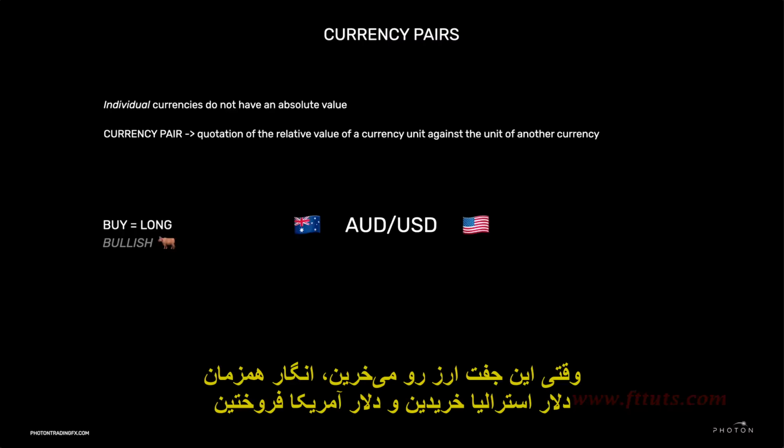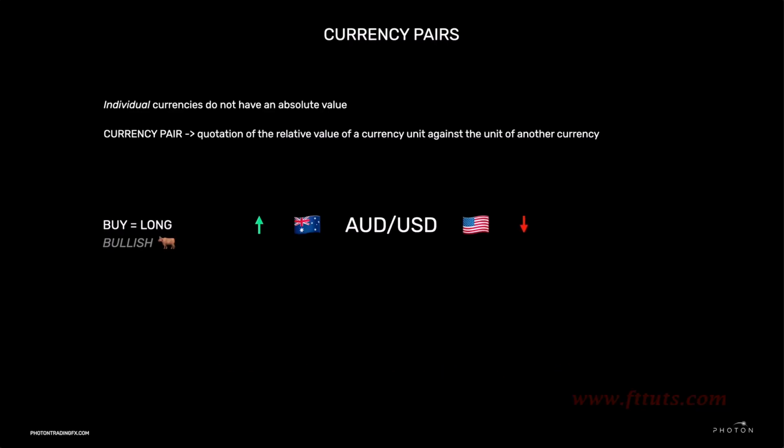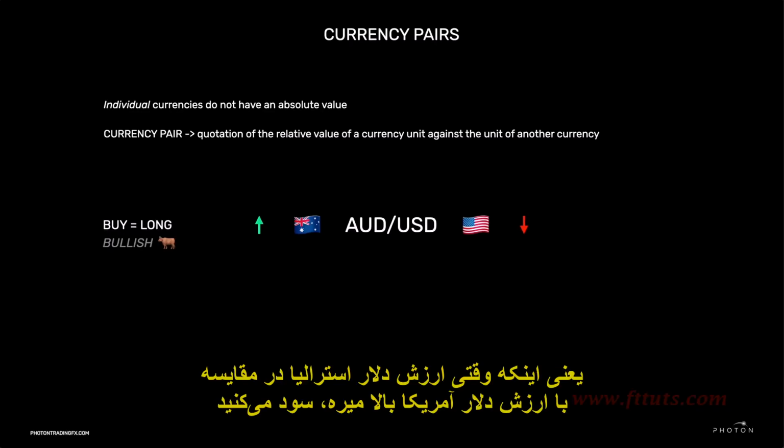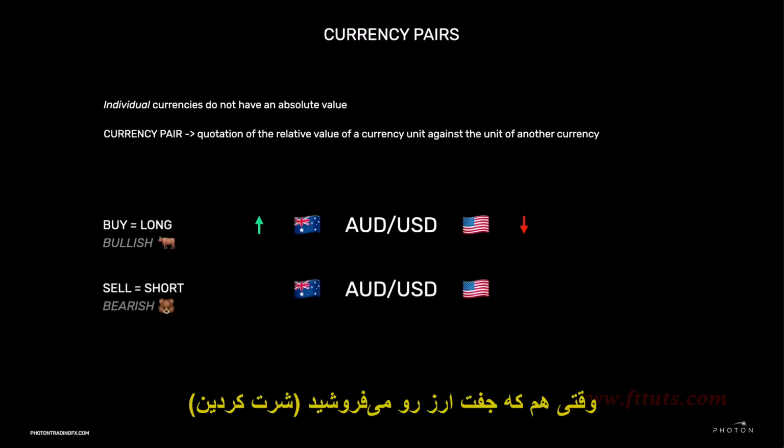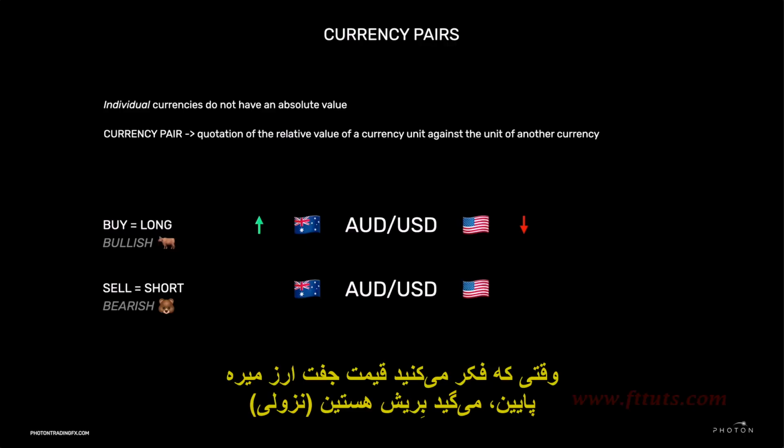So when you buy this currency pair, Aussie dollar, you would be buying Australian dollars while simultaneously selling US dollars. So this means that you would profit from how much the Australian dollar appreciates, so it goes up in value in comparison to the US dollar. And if you were to sell the pair, this means that you are going short, and you would say that you are bearish on a pair if you think it is going down.